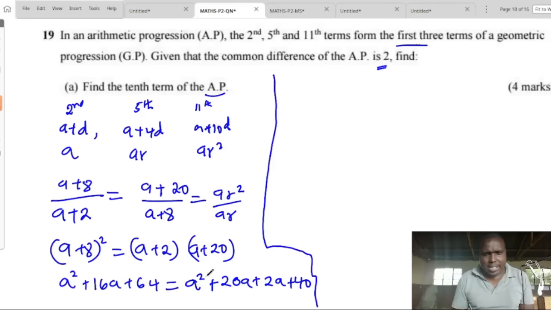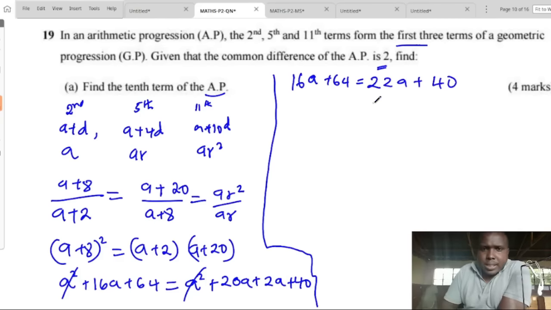Now this A, this and this one will finish. So we will have 16A. How many A's do we have? So we have 16A plus 64 is equal to 22A plus 40.